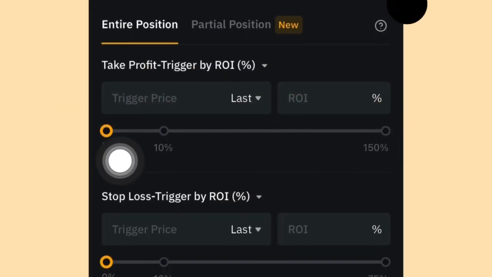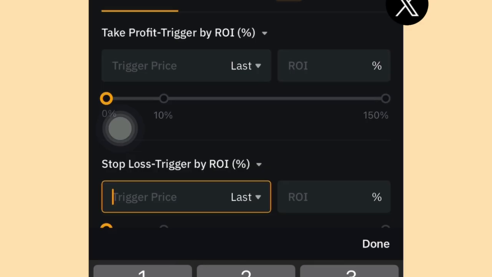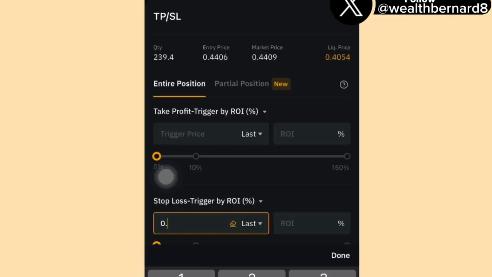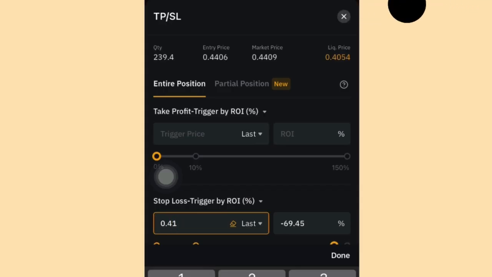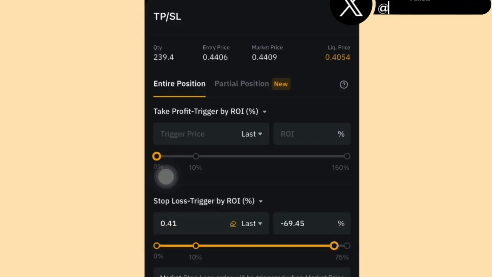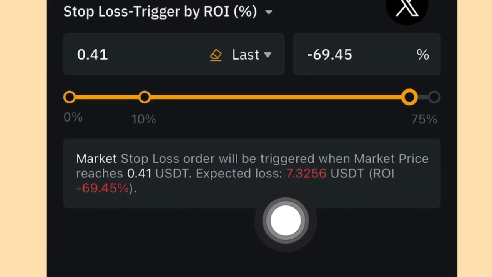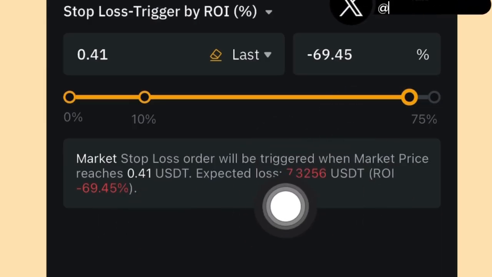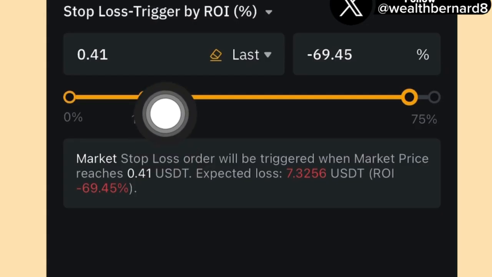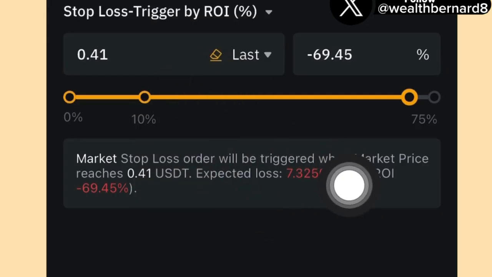So let's say you want to take profits. First of all, you want to come to stop loss and say if this market gets to, let me just put 0.41 rather, once this market gets to 0.41, it should close the market for me. That's to say we're going to lose over 7 USDT, which is a 60% loss, and that's what we're going to lose right there.